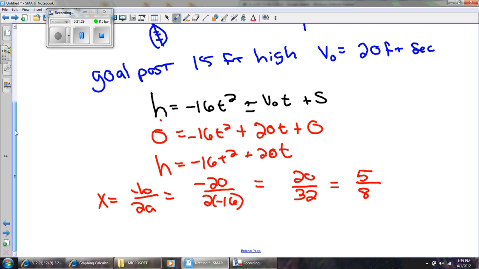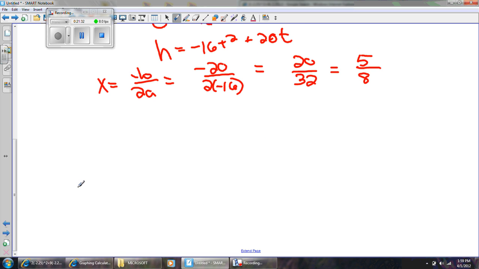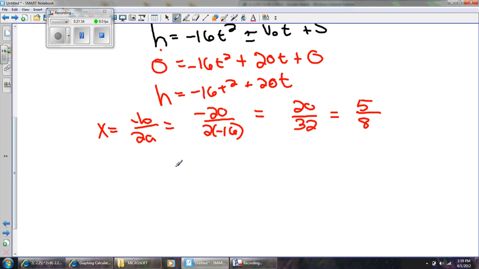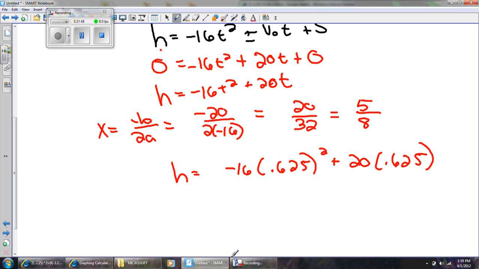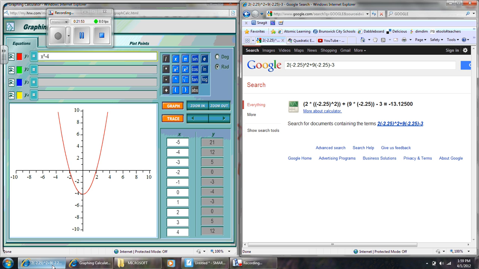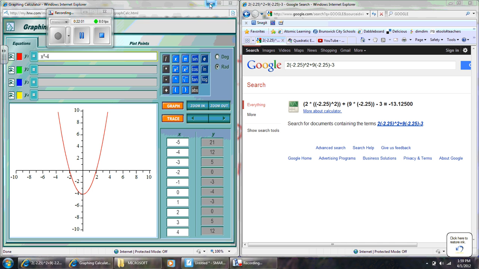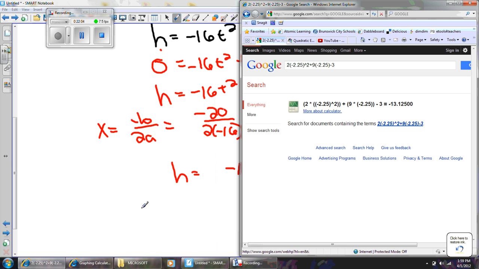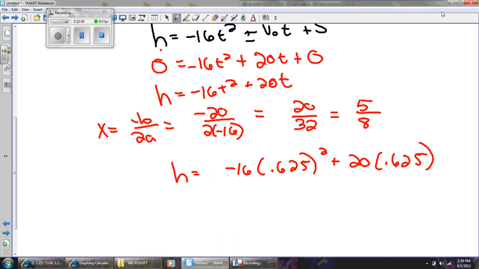So I'm going to take that 5/8. If I want, I can convert that to a decimal, 0.625, and I'm going to stick it into this equation: negative 16 times 0.625 squared plus 20 times 0.625. Okay, I'm going to go back to Google now. Ooh, where did my Google go? There it is. All right, let me minimize. Oops, I must be in draw mode. Let me minimize this and see if I can't.